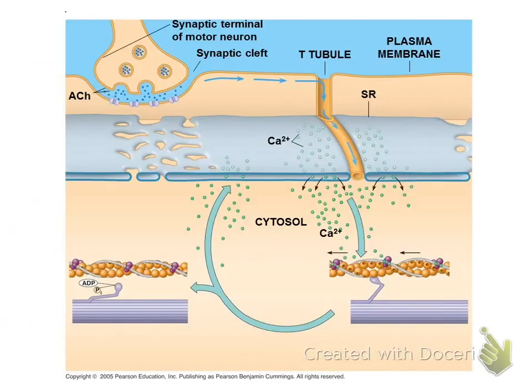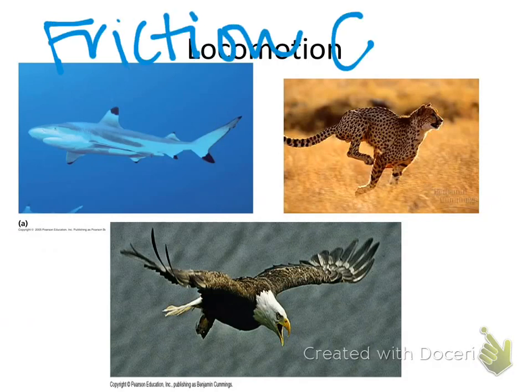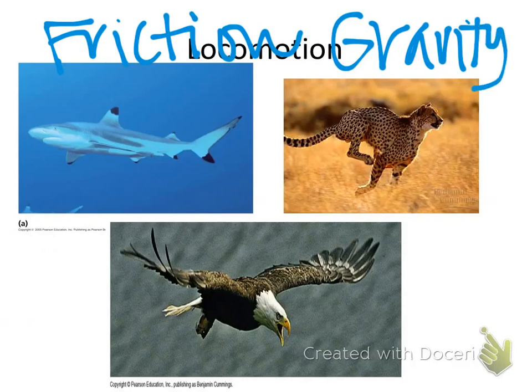Okay, so the next part of the notes is right here, and it tells you about locomotion, and it tells you that there's two things working against the locomotion, and that's friction and gravity. Okay, so this part of the notes is pretty easy. The animals in the water, because of the buoyancy, there's not much gravity that they're dealing with, but they're dealing with lots of friction as they travel through the water.